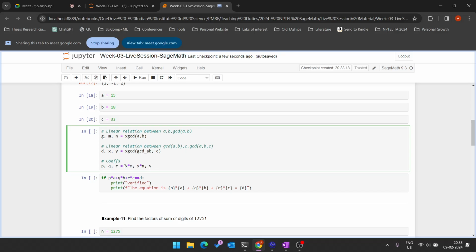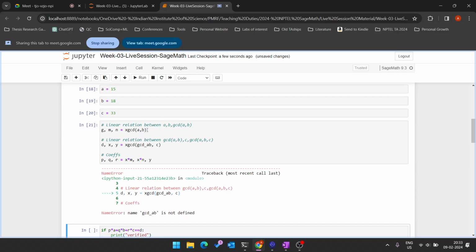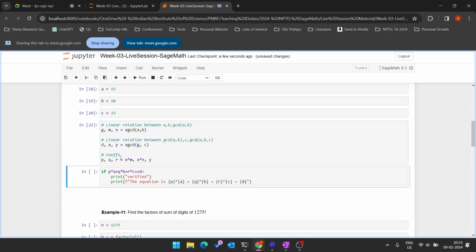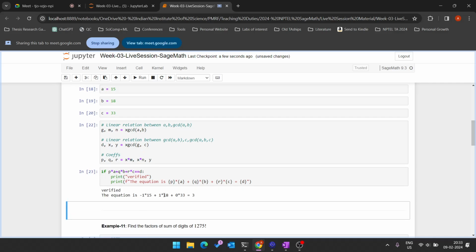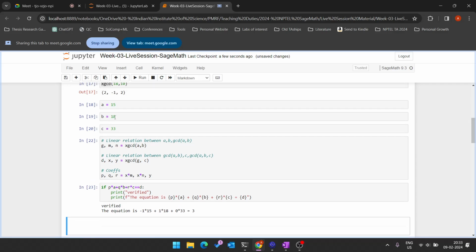Right, so if I run this, what do I get? It's taking a bit of time. Oh, okay, I made a mistake. It's GCD of AB is nothing but P. Right, so this is what we have, and if I run this, is this equation verified? So minus 1 into 15 plus 1 into 18 is 0 into 3. This is, yeah.